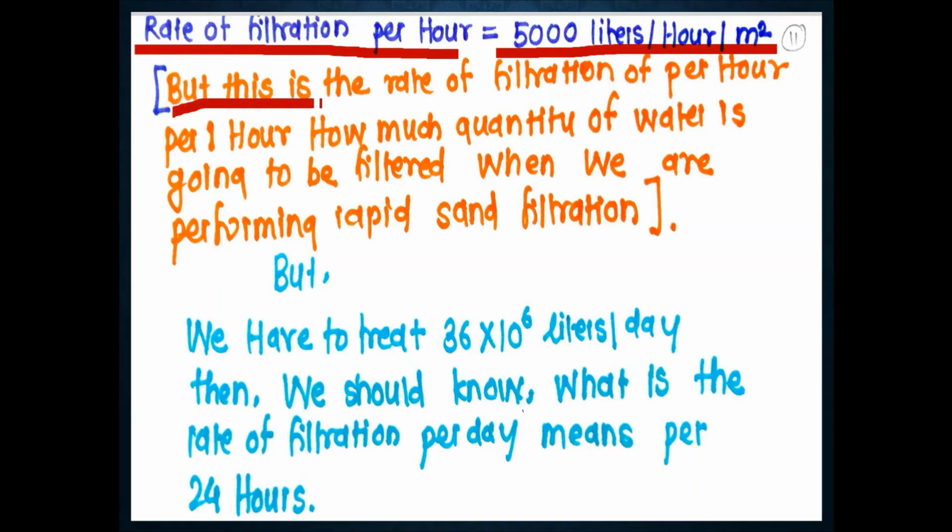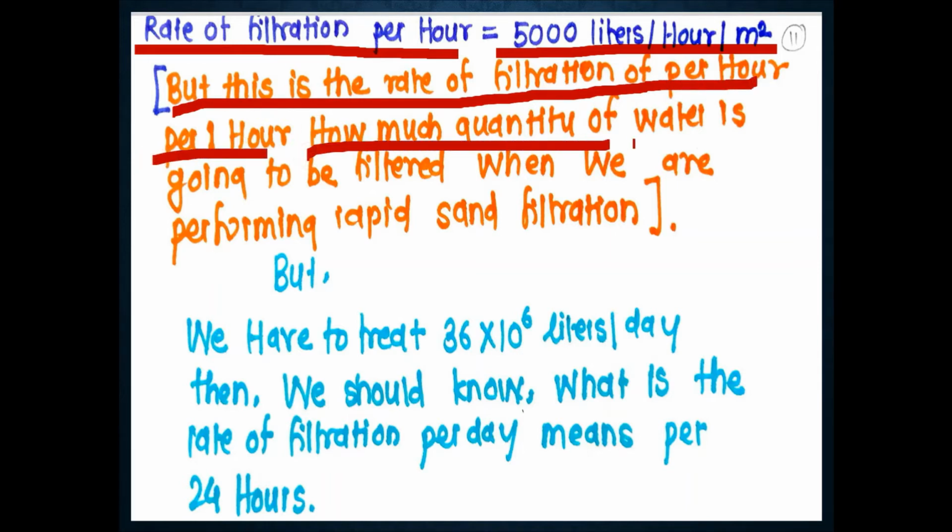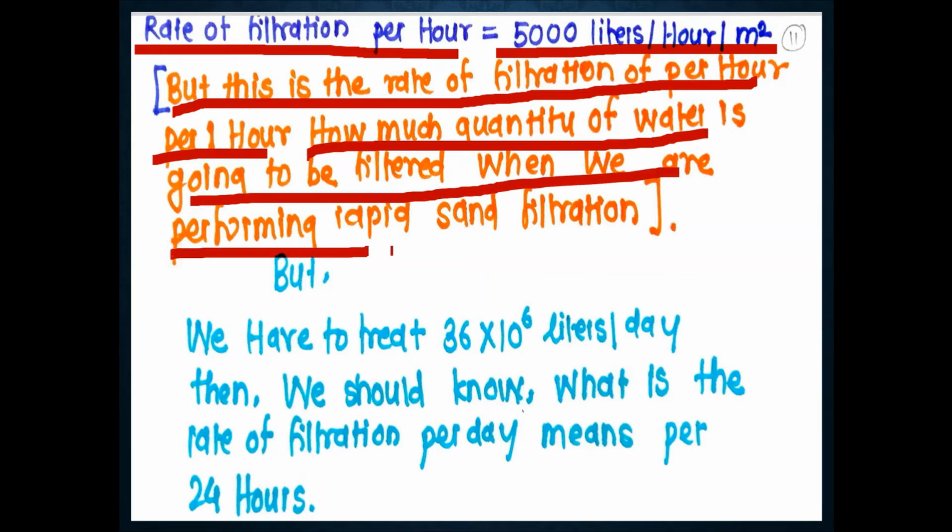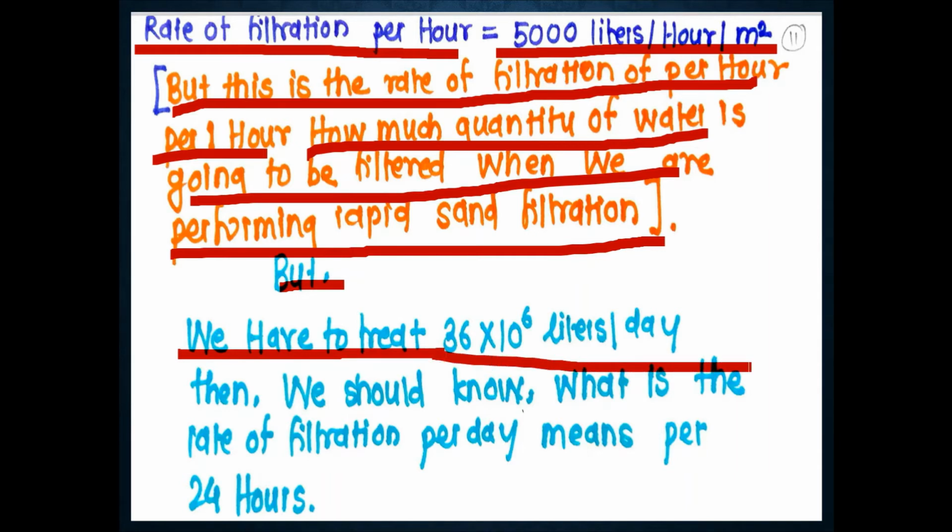But this is the rate of filtration per hour, that is per 1 hour, meaning how much quantity of water is going to be filtered when we are performing the rapid sand filter for 1 hour. But we have to treat, as I have discussed, this much quantity of water. 36 into 10 raised to 6 liters per day means 36 MLD water we have to treat.